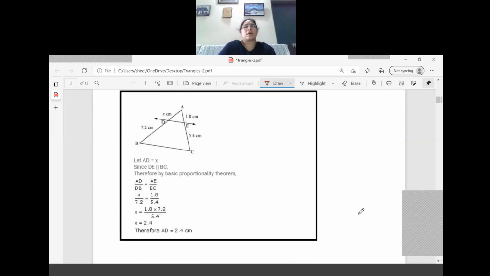Now the second question, it is asked what is AD? AD we have taken as X, and DB is 7.2, AE equals 1.8 and EC equals 5.4. Same rule, DE parallel to BC is already given in the question. So one parallel line is given, the other two sides are in the same ratio. So AD by DB equal to AE by EC by the basic proportionality theorem. Now what is the next step? We should substitute the values there. X by 7.2 equal to 1.8 by 5.4. Just cross multiply and solve. What is the answer we are getting there? AD equals 2.4 centimeter.